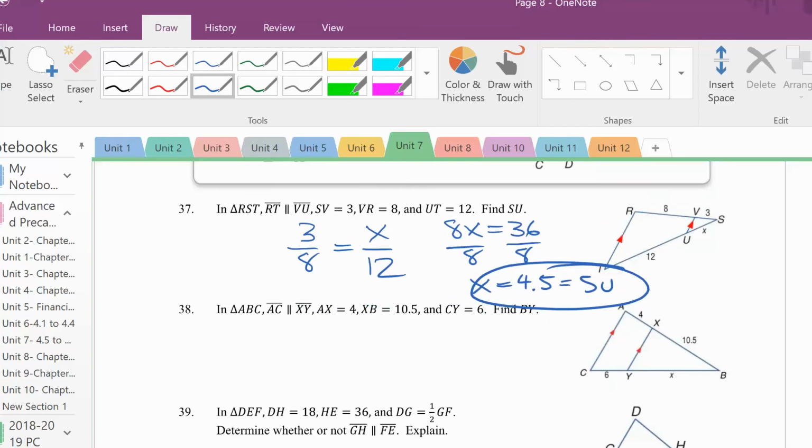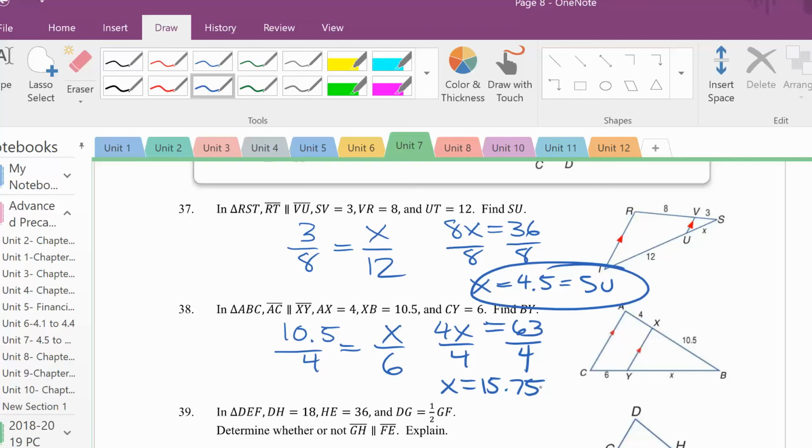So for the next one, you would take 10.5 over 4 is equal to x over 6. Cross multiply, so 4x equals 63, and then divide by 4. And you get that x is equal to 15.75, which is equal to BY.